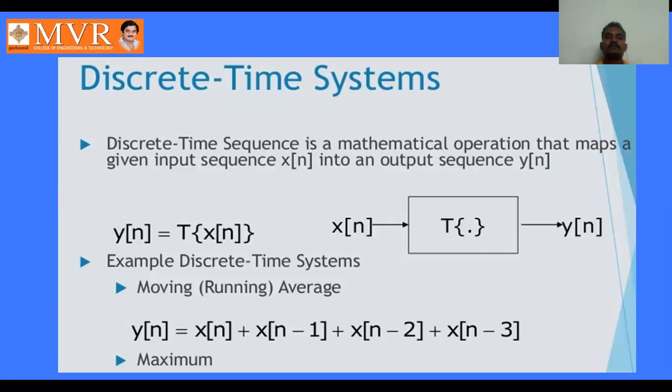Then coming to the discrete time systems. So in the next class we'll discuss all these things. Today I am ending this session.